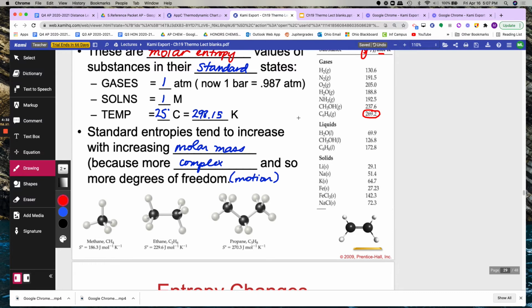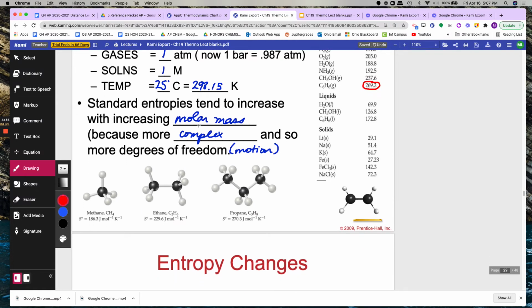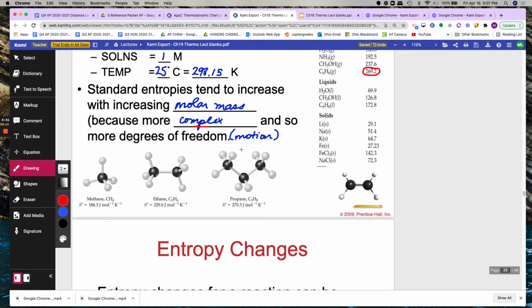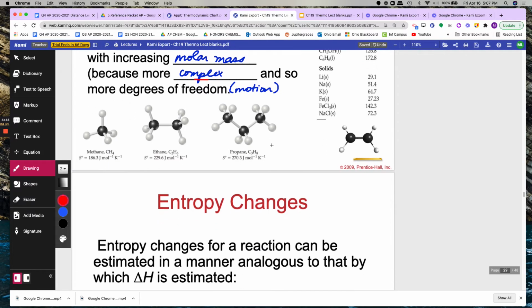More microstates. Okay, so entropy also increases the more complex the molecule is, because you have more degrees of freedom or degrees of motion. So you have different types of atoms, and it changes.